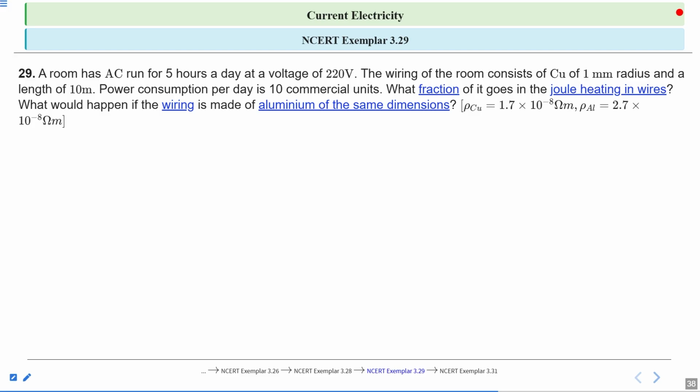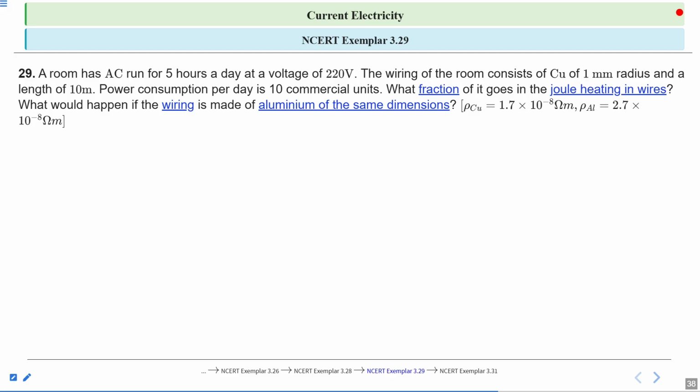Okay, firstly, we have taken the copper wire. So AC runs 5 hours a day with voltage 220 volt. The wiring used in AC is of copper of 1 millimeter radius and length of 10 meter. The power consumption per day is given as 10 commercial units. Then we have to calculate the fraction of it that goes in the joule heating in wires. That means due to the heating of wires, the power dissipation, or energy dissipation in the form of heating, we have to calculate. So what fraction of the power is going in joule heating?